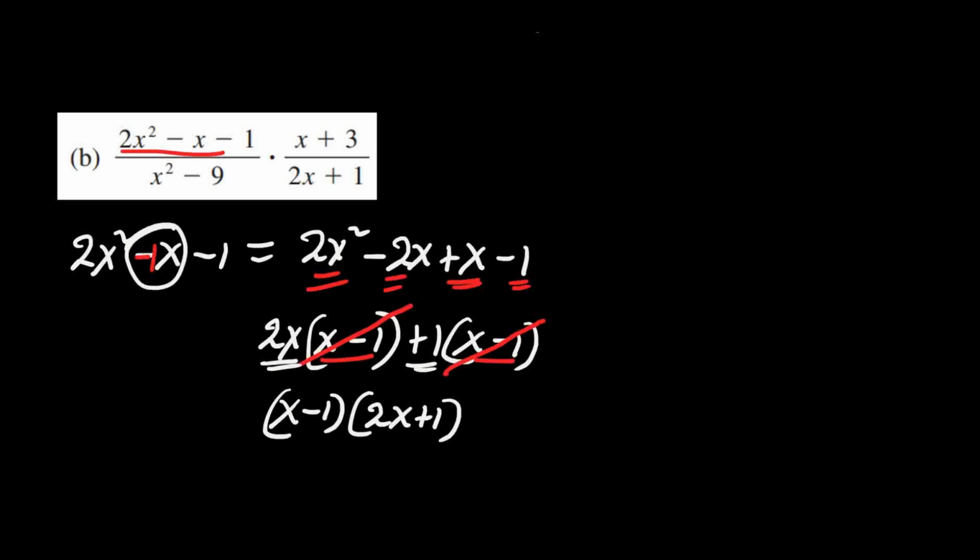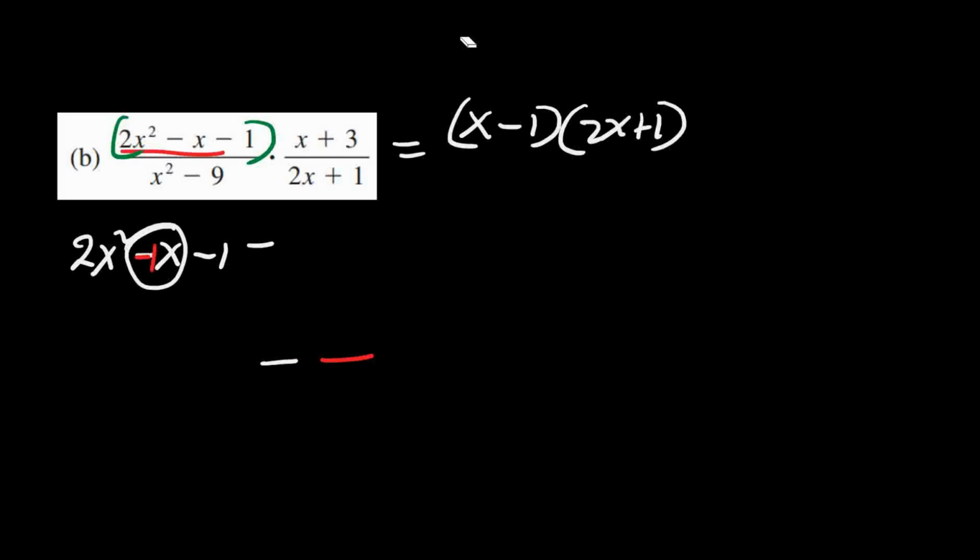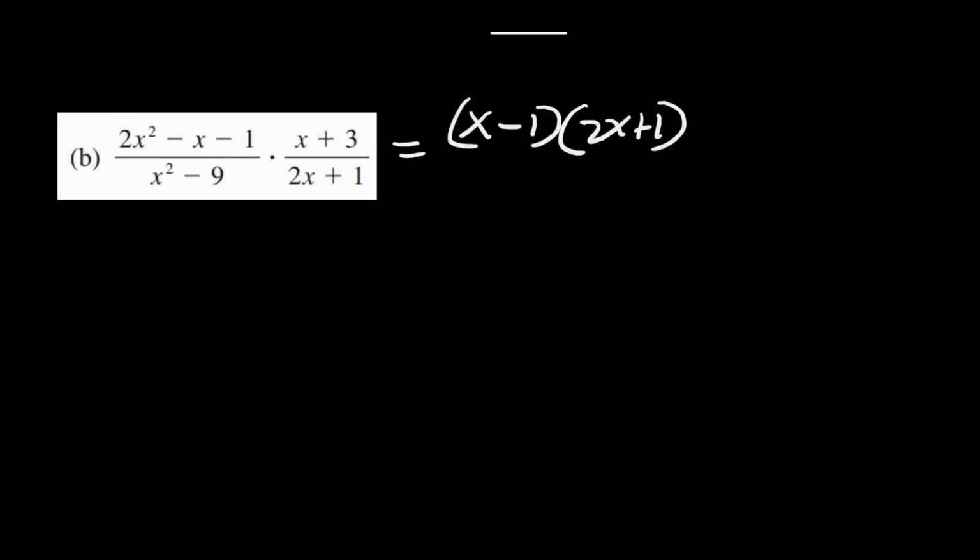So we have successfully factored this part of the question, and we can boldly write it here, x minus 1, 2x plus 1, close parenthesis. So now let's get rid of this. Okay, so this is over.